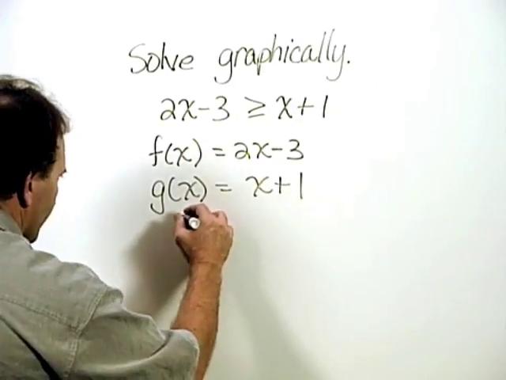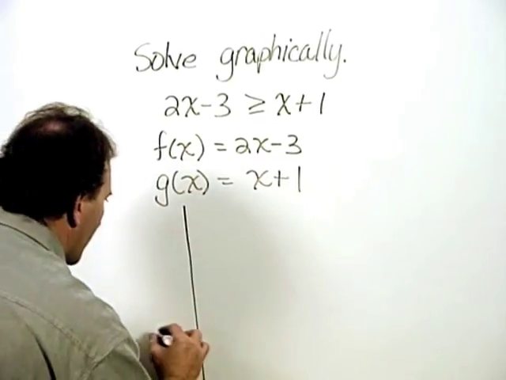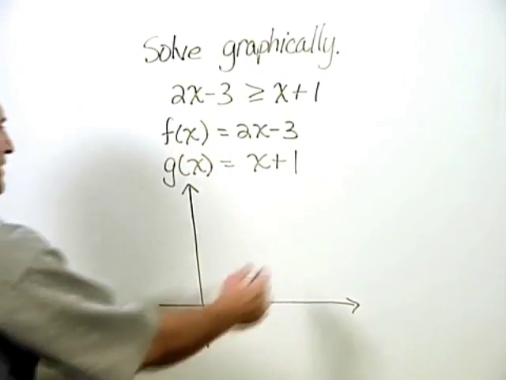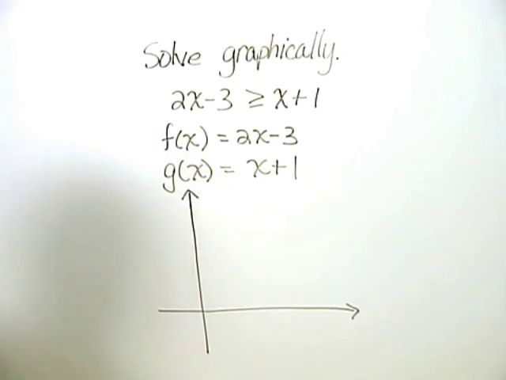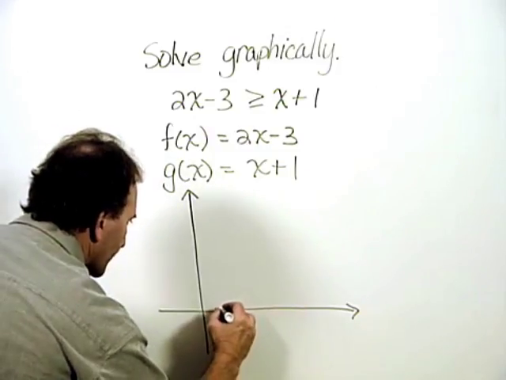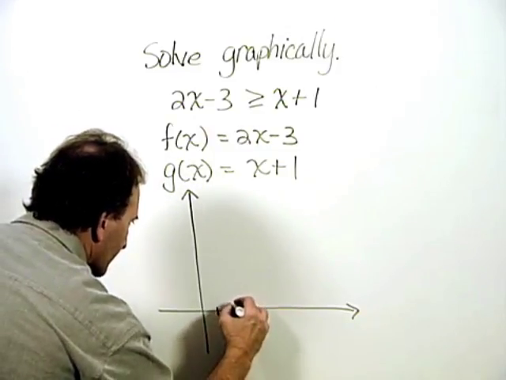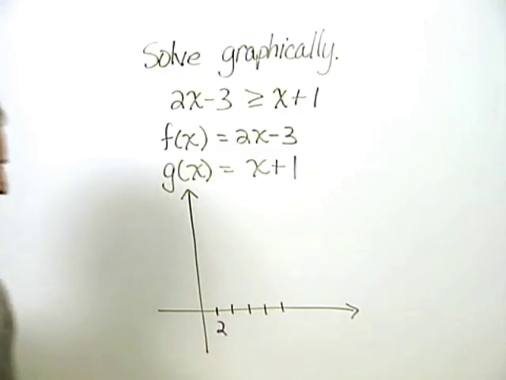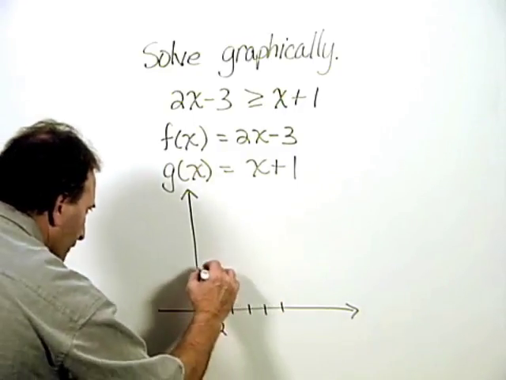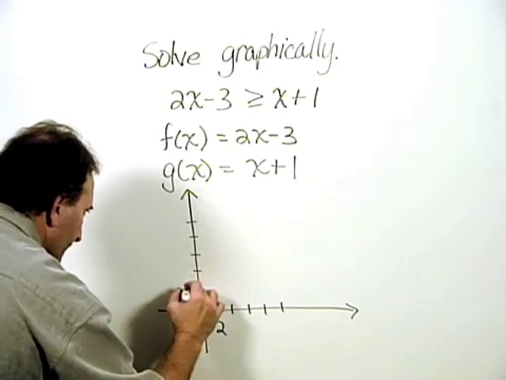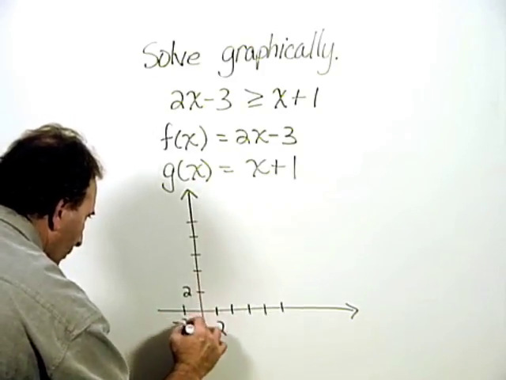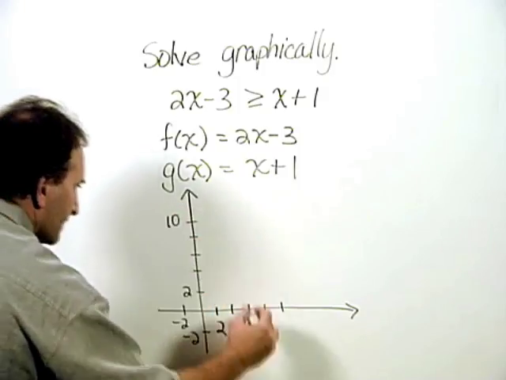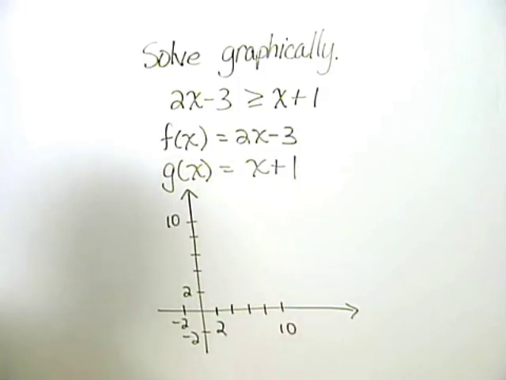set of axes. Now, I do want you to notice that I'm offsetting the axes because I've done this problem ahead of time and know that my intersection occurs over here. So, labeling, I'm going to use units of 2 on both the x and y axes. So 2, 4, 6, 8, 10, 2, 4, 6, 8, 10.